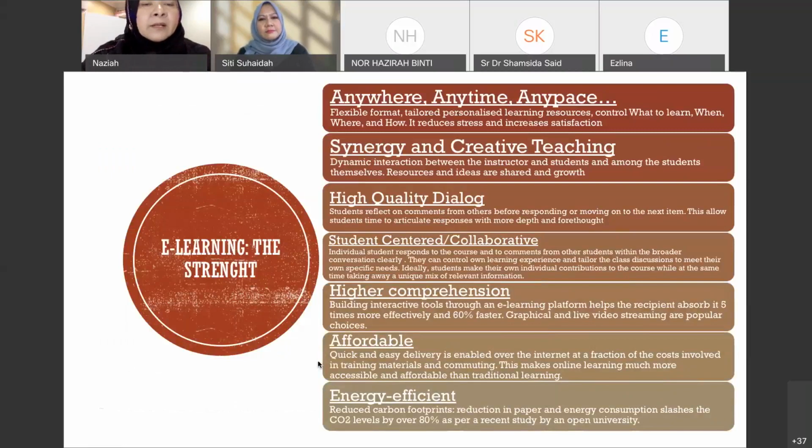The strengths of e-learning: you can learn anywhere, anytime, and at any place. It's a flexible format, with tailored, personalized learning, and you can have it where and how you want, which can reduce the stress if you are controlled by time or space.